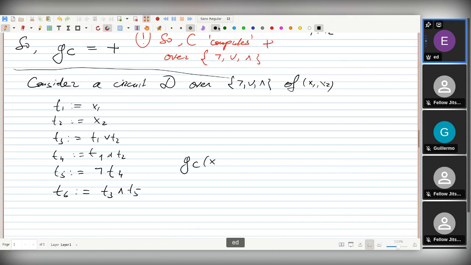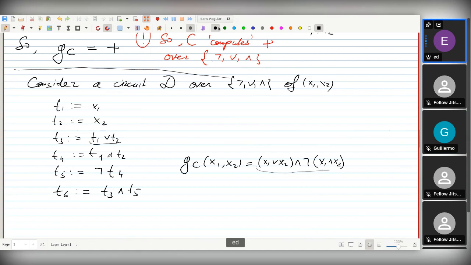Can we immediately compute the value of our function corresponding to this circuit? What is it? It is a conjunction of what? Of T3. And what is T3? X1 or X2. Exactly. It is a conjunction of this disjunction and T5. But T5 is a negation of what? X1 and X2.